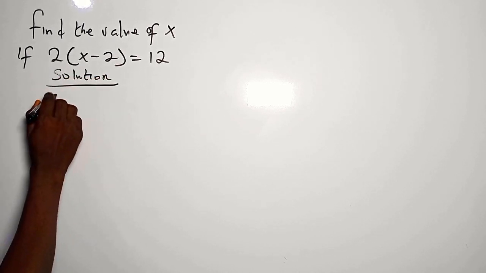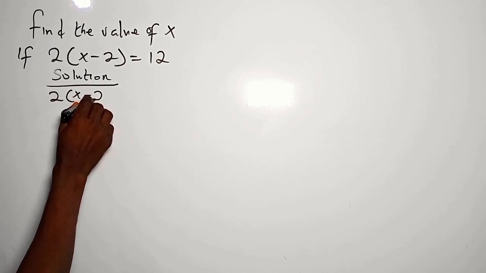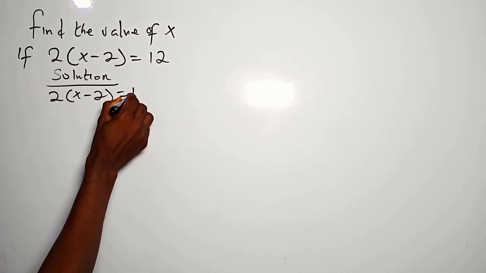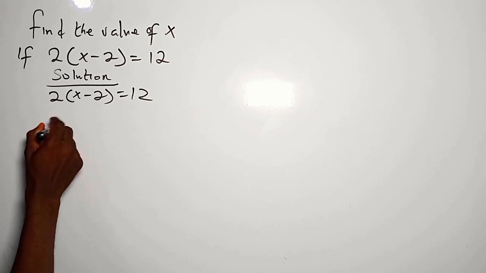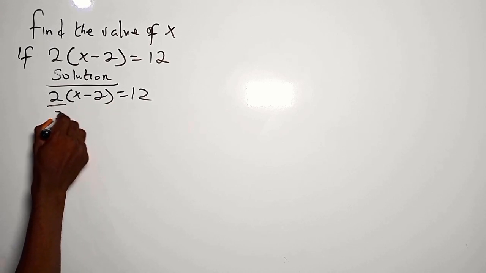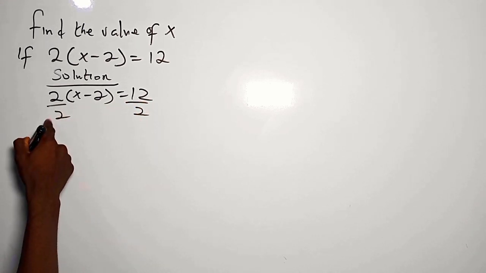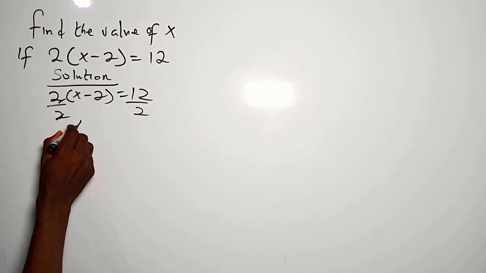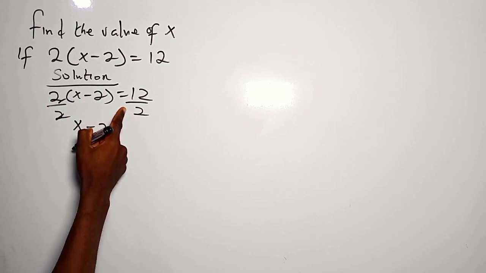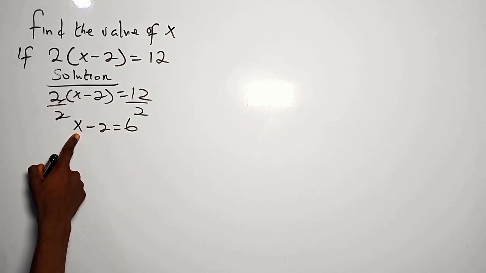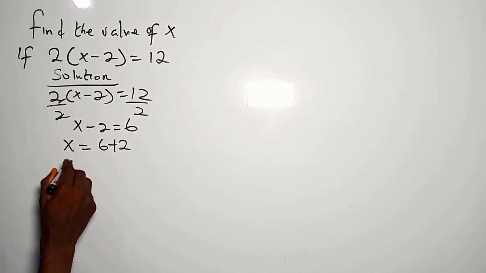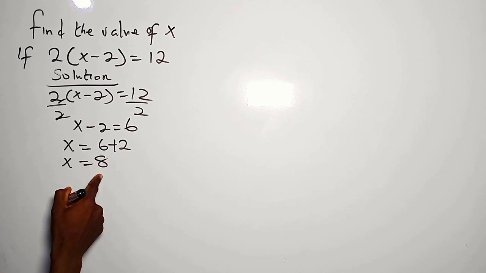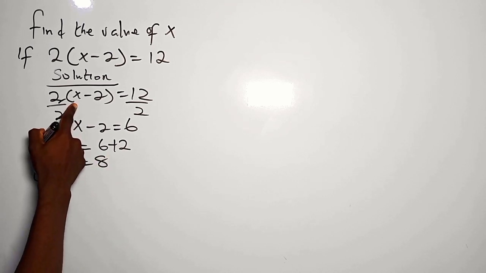So for 2 into x minus 2 equals 12, we can resolve this by dividing both sides by 2. When we do that, 2 is out. So here we have x minus 2 equals 6. So we add 2 to both sides to determine x. So x equals 6 plus 2. So x equals 8.